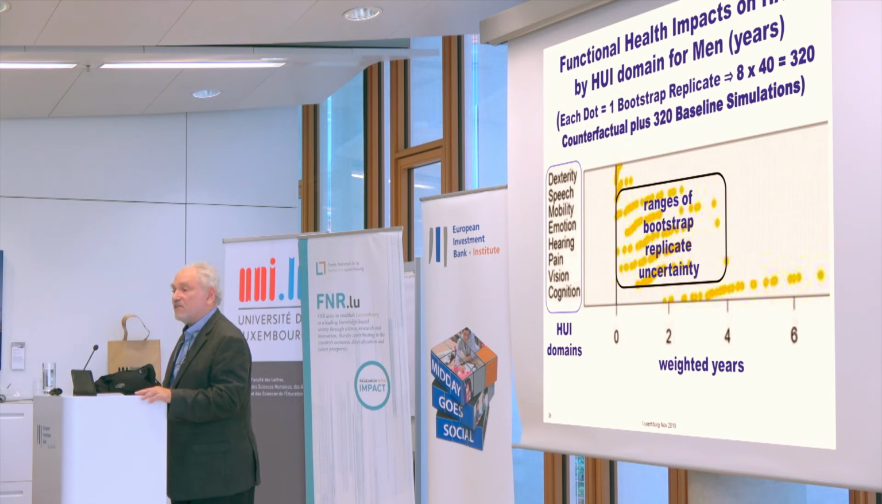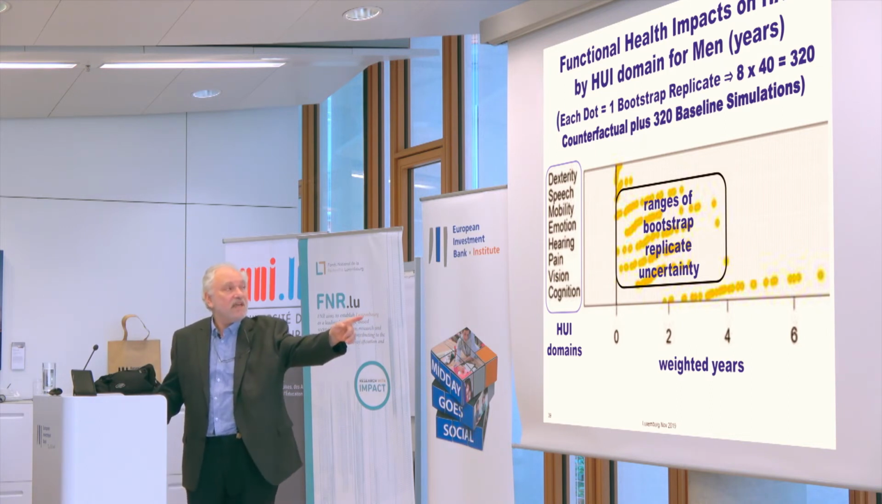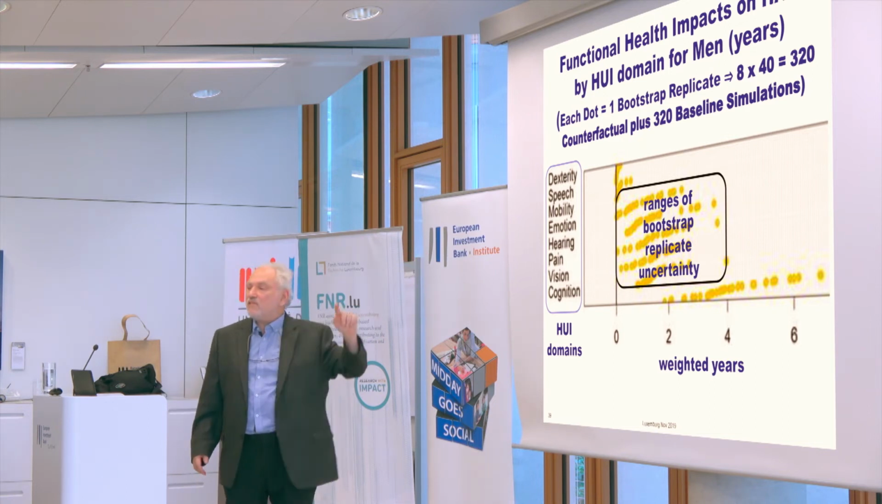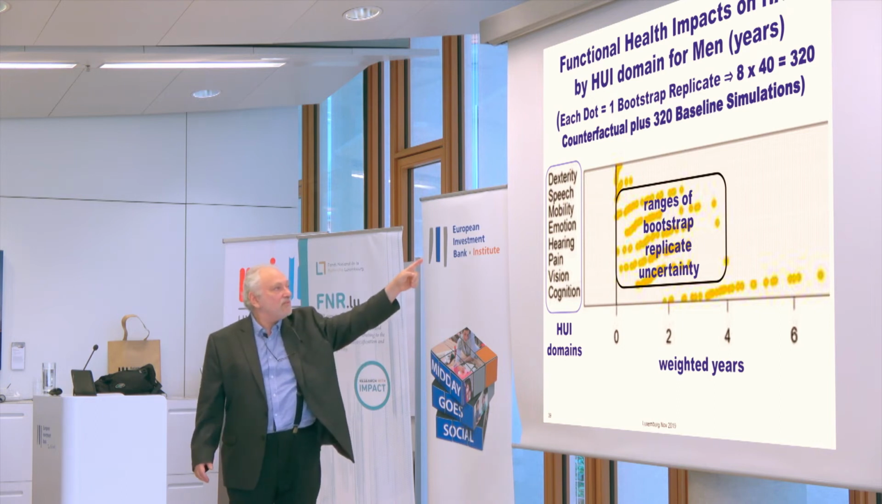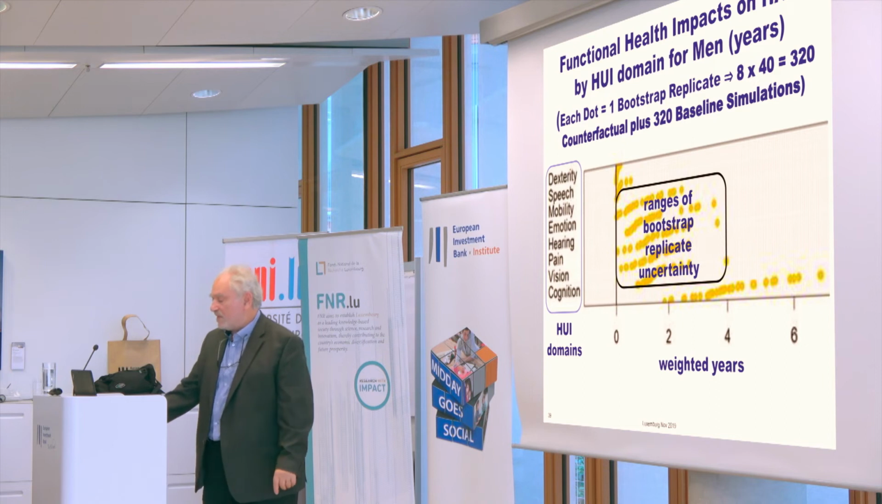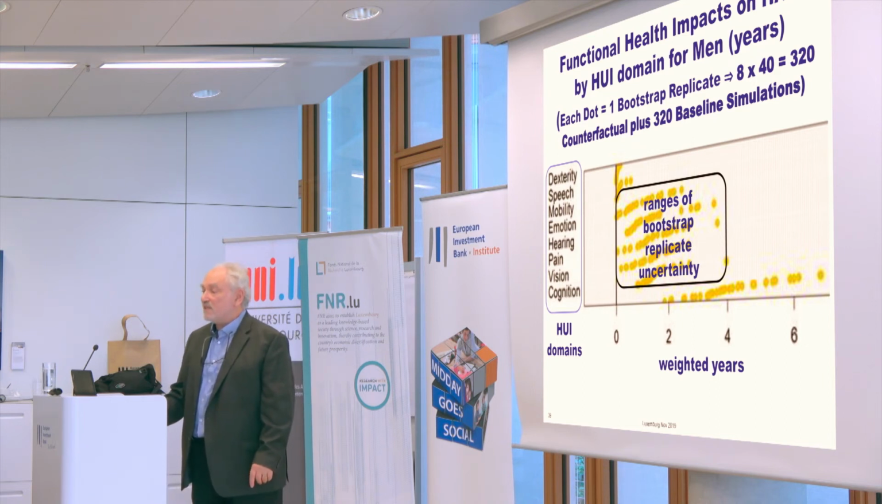So here's a very simple first set of counterfactuals. What we see here is health-adjusted life expectancy, and the change in health-adjusted life expectancy, if we say nobody has a problem with dexterity, or speech, or mobility. Those are the health utility index 8 domains. And what we see is there's quite a range of variability. As I said, virtually all of this is from the bootstrapping. It's not from Monte Carlo error.